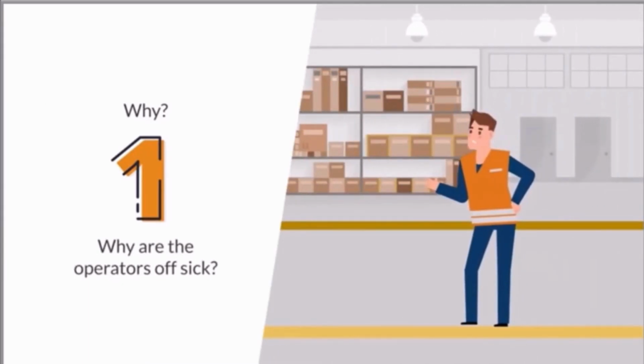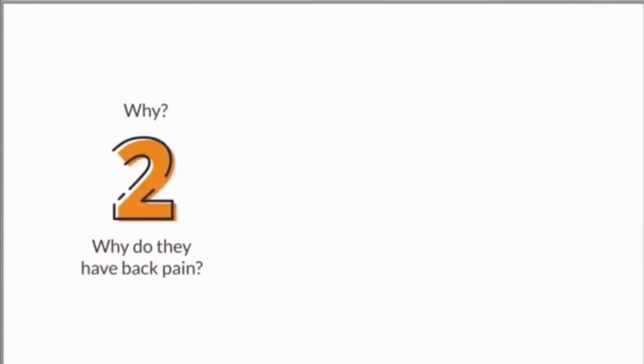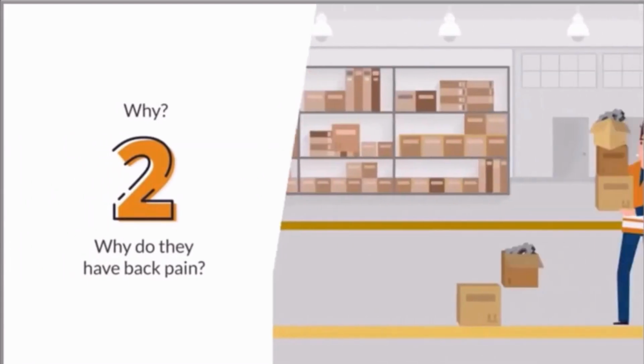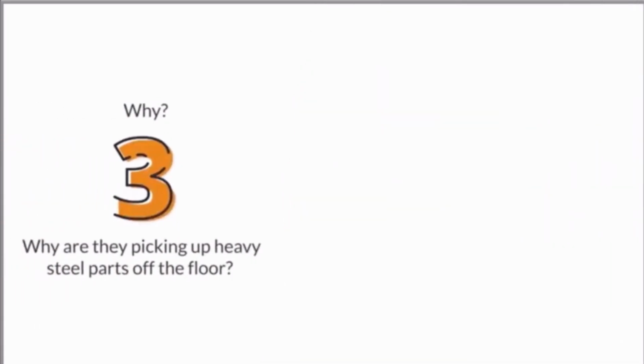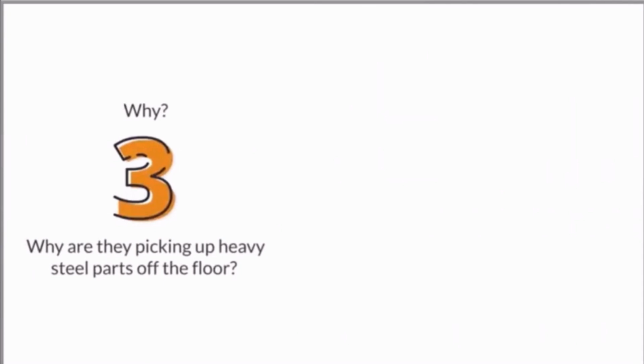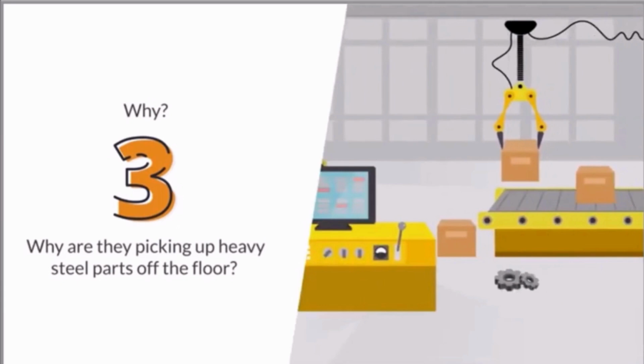They all have back pain. Why do they have back pain? Second why. Because they have to pick up heavy steel parts off of the floor. Why are they picking up heavy steel parts off of the floor? That isn't our standard procedure. Third why. Some steel parts fall off the conveyor belt during production.